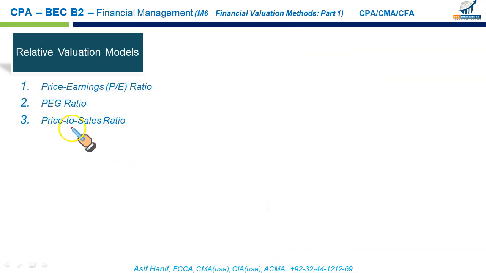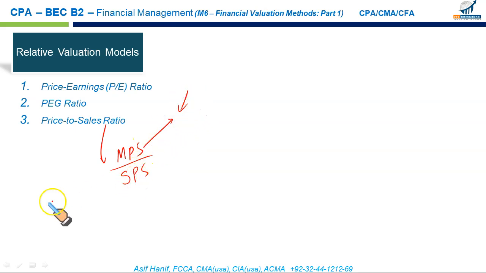The third relative valuation model we have is the price to sales ratio. Now, why would you use it? This is a very interesting ratio. I love this. You know what it is? It's the market price per share over sales dollar per share. Market price per share makes sense. You can just take it from the market. Sales per share means you divide your sales.